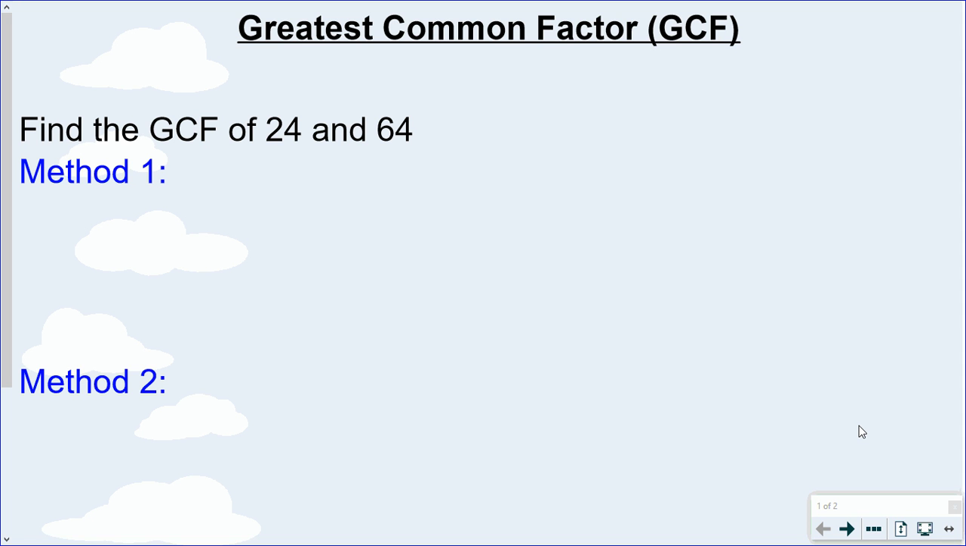All right, so in this lesson, I'm going to go over finding the greatest common factor of two numbers, and finding the least common multiple. So let's start with the greatest common factor. Finding the greatest common factor is exactly what it says. You're looking for the biggest factor that these two numbers have in common, the biggest factor that they share. Another way of thinking of it is the biggest number that you can divide each of these by.